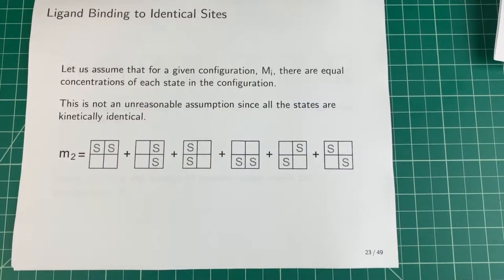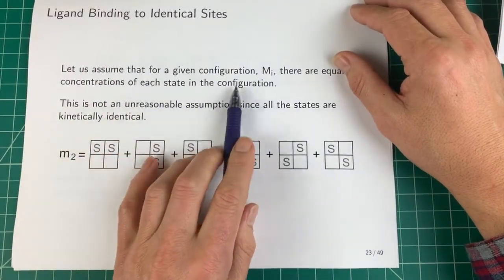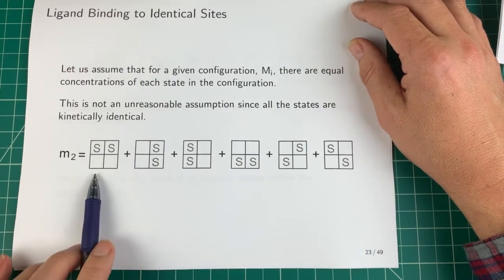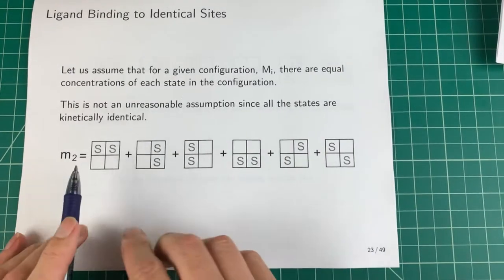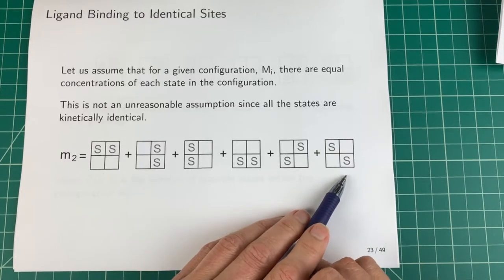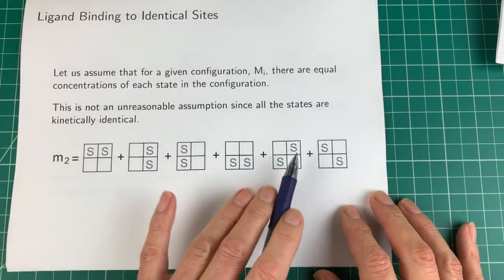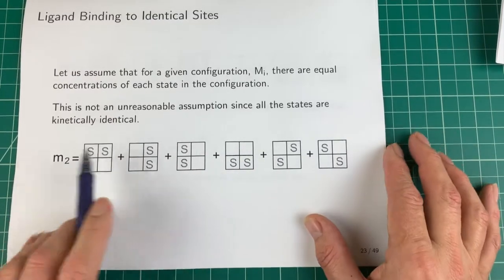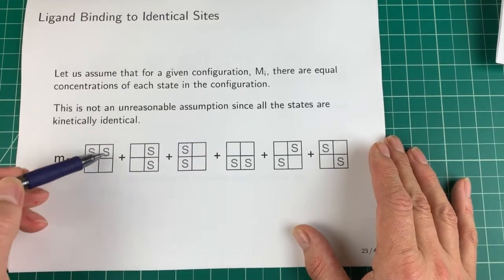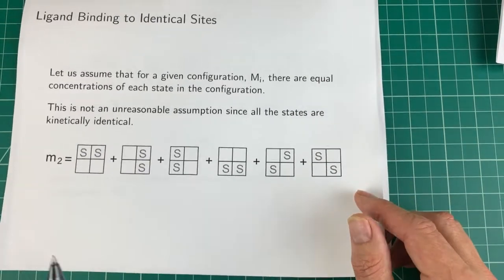Now I'm going to make a reasonable assumption here. For any given configuration Mi, such as this one, I'm going to assume that if I were to look at any instant in time, there's an equal probability of finding this state, this state, this state, or this state, or this state, or this state. So I'm assuming that at any instant in time, there are equal concentrations of each state. Especially this is the case since all the states are kinetically identical. Remember, we said that there's no difference in binding strength between the states, between the ligand binding.